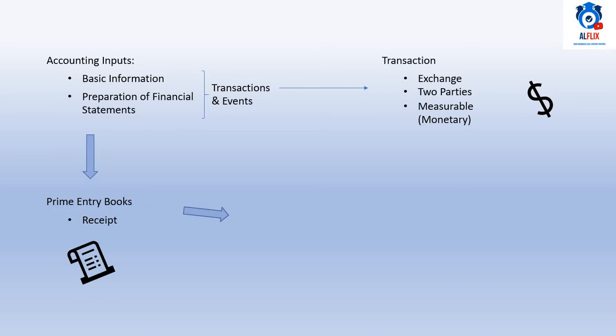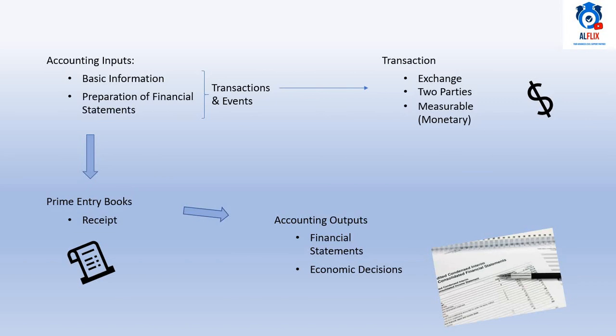Accounting outputs means the preparation of basic financial statements which will be used to make economic decisions. Examples: the income statement, statement of financial position, statement of changes in equity, and statement of cash flows are prepared.